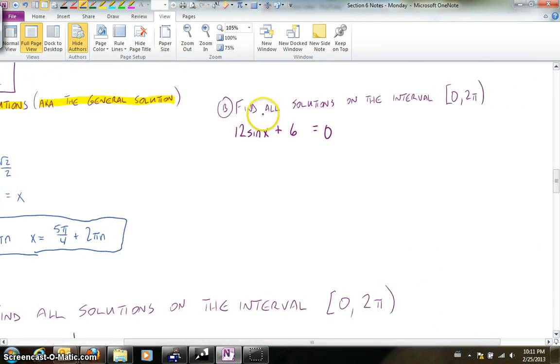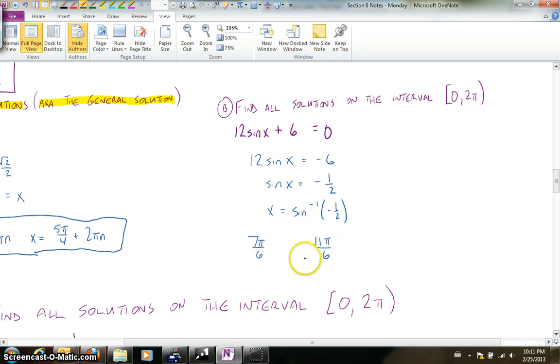Alright, in problem B we're looking for the solutions on the interval 0 to 2 pi. But first let's go ahead and isolate the trig again. So we'll go 12 sine of x equals negative 6. Therefore the sine of x equals negative 1/2. And actually we're back to the very first problem we did, where we're looking for some x that's the inverse sine of negative 1/2, some angle that has a sine of negative 1/2. That happens at 7 pi over 6 and 11 pi over 6.